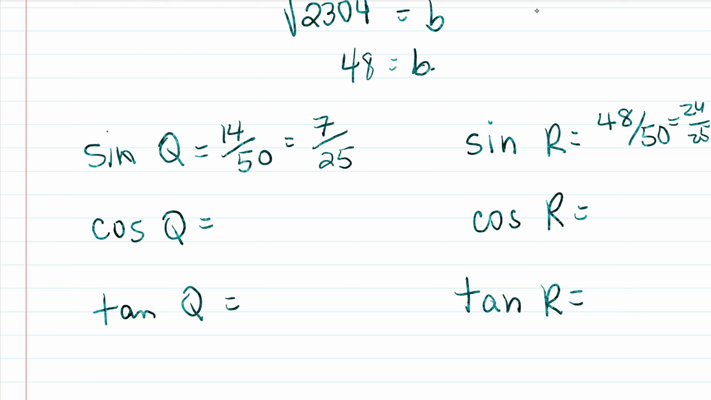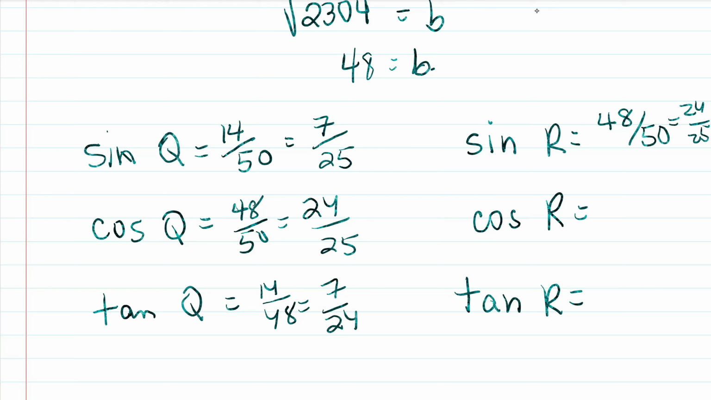All right, and then you should have gotten 48 over 50 for this, which is 24 over 25. For Q, you should have gotten 14 over 48, which reduces to 7 over 24. The cosine of R is 14 over 50, which we could have reduced to 7 over 25. And the tangent of R is 48 over 14, which we reduced to 24 over 7.